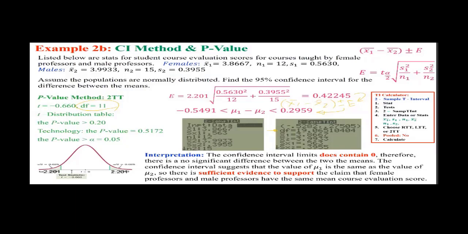I want to show you how the table works. If you're doing this by hand, you're saying the p-value is larger than 0.2. We don't have a definite answer, but we know for sure it's larger than 0.2, in which case obviously 0.2 is larger than alpha of 0.05. So the interpretation and the result will be the same as far as the p-value. But how do we arrive at that? Remember, the t is negative 0.660 and the degrees of freedom is 11. So let's look at the table here.